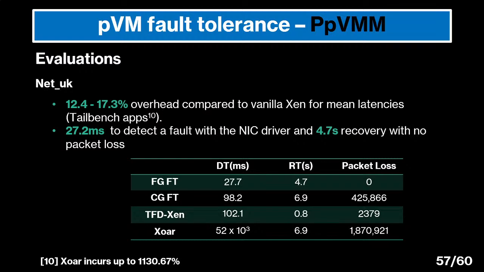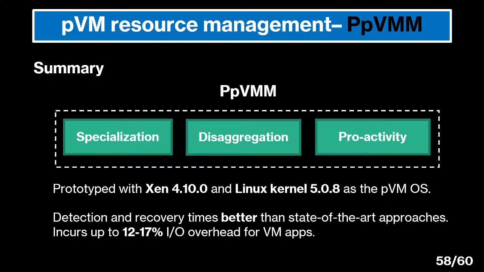And this is better than XOAR, which has a packet loss of around, I don't know, here it is 2 million, and even better than other techniques that try to propose a fault tolerance approach for this particular component. So overall, we propose PPVMM that relies on disaggregation, specialization, and proactivity. The prototype that was built shows that we can have acceptable detection and recovery times that are even better than state-of-the-art approaches. And in fault-free situations, we incur 12 to 17% overhead for virtual machine I/O applications.